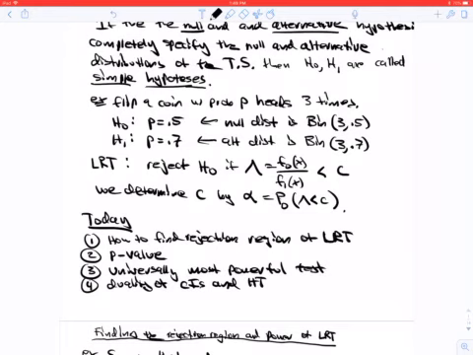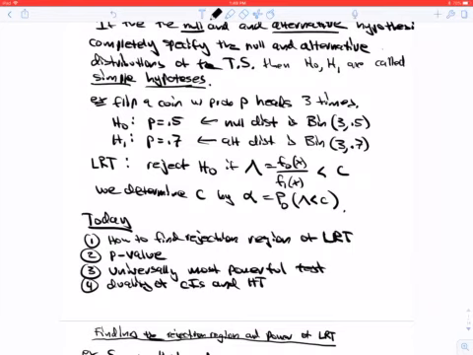Then last time we also introduced the likelihood ratio test, which always has the form that you reject the null if the ratio of the null distribution to the alternative distribution is less than some constant c, and this constant c is determined by alpha, your type 1 error.